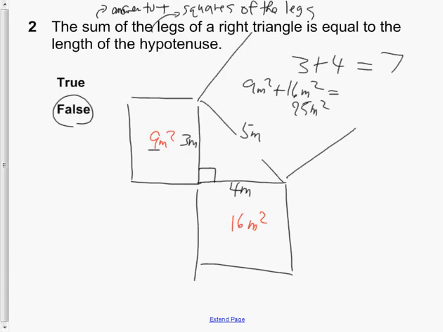Okay? So it's not leg A plus leg B equals leg C. It's the area of the squares attached to leg A plus the area of the square attached to leg B equals the area of the square attached to leg C.